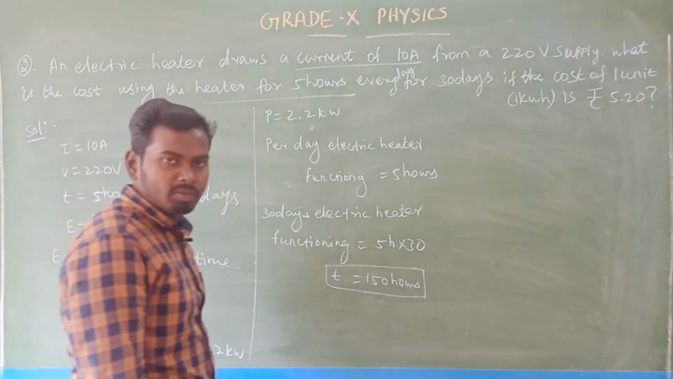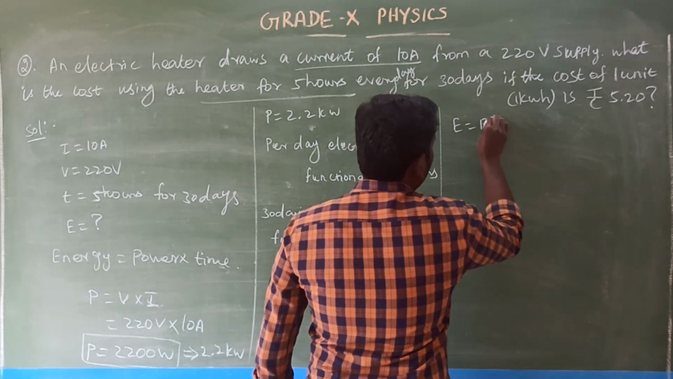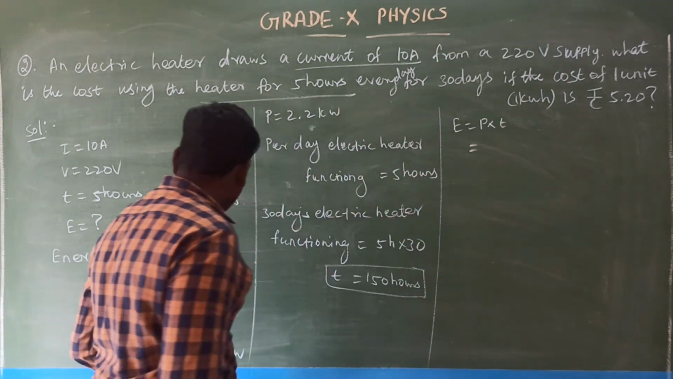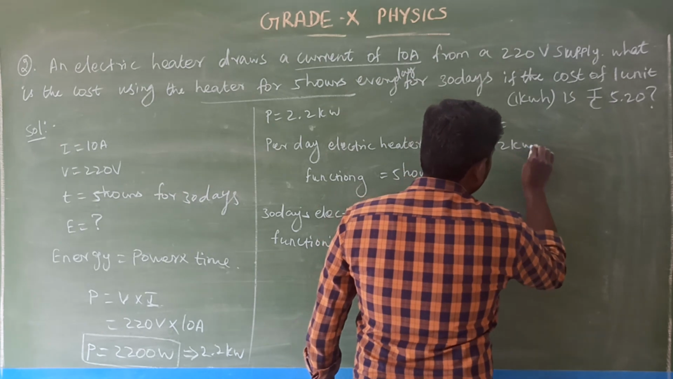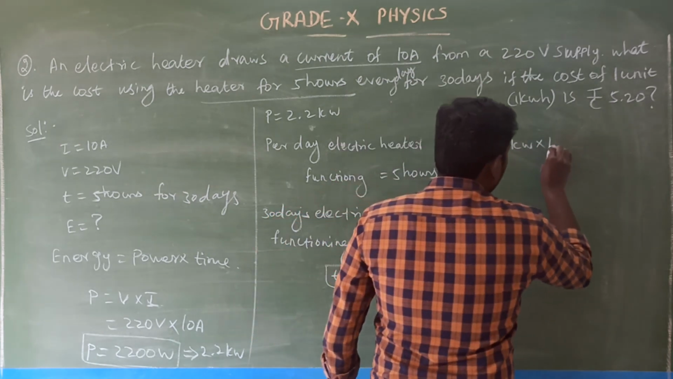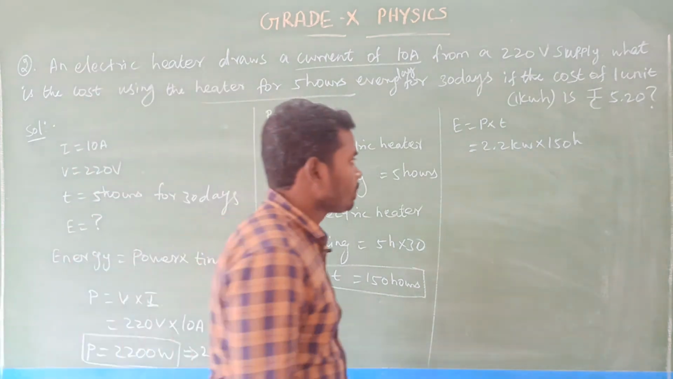That's all. Then simplify. Substitute all these values. So energy is equal to P into T. The P value, how much? 2.2 kilowatt into the time value, yes, 150 hours. Okay, yes, so you further divide.